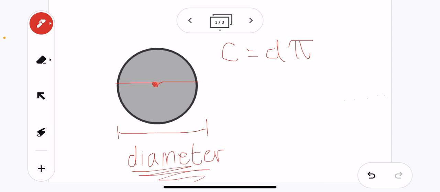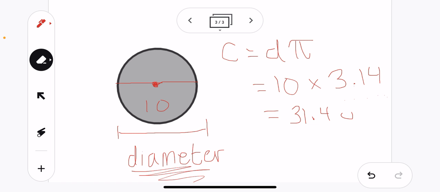So you'd have diameter times pi. Let's give ourselves a diameter here. Let's give 10 as a diameter. So 10 times 3.14. Again, if you have a calculator, you could use the pi button and get an exact value. But if we're just using the first 3 digits, you know that it's going to be 31.4 units. That's the circumference.